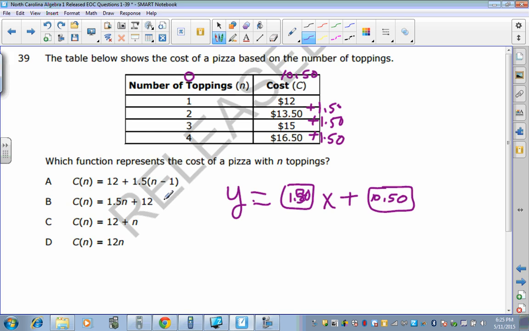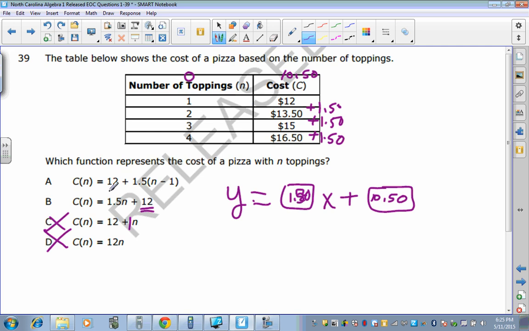But what I do see is, first of all, I know the answer can't be that or that because the rates of change are not 1.50. I'm crossing those out. The answer is not B because the y-intercept is 10.50. If you have no toppings, zero toppings, it's not $12. It's going to be cheaper than that, $10.50 for that crust and tomato sauce.